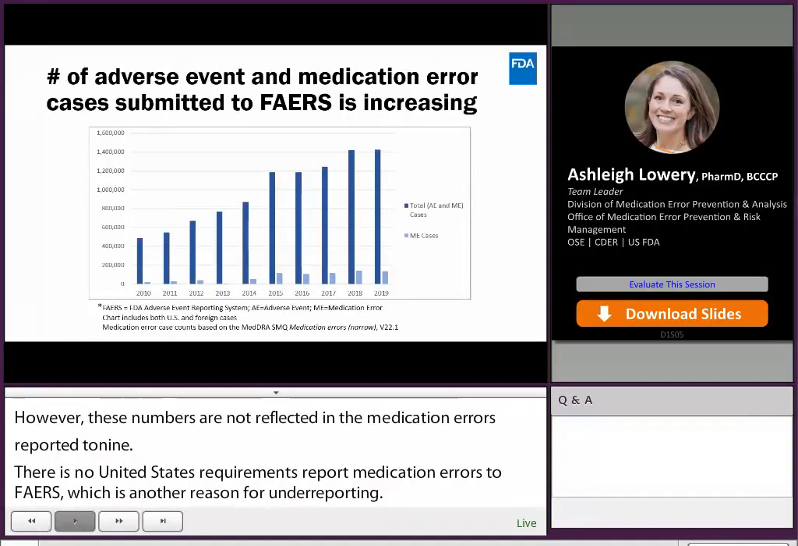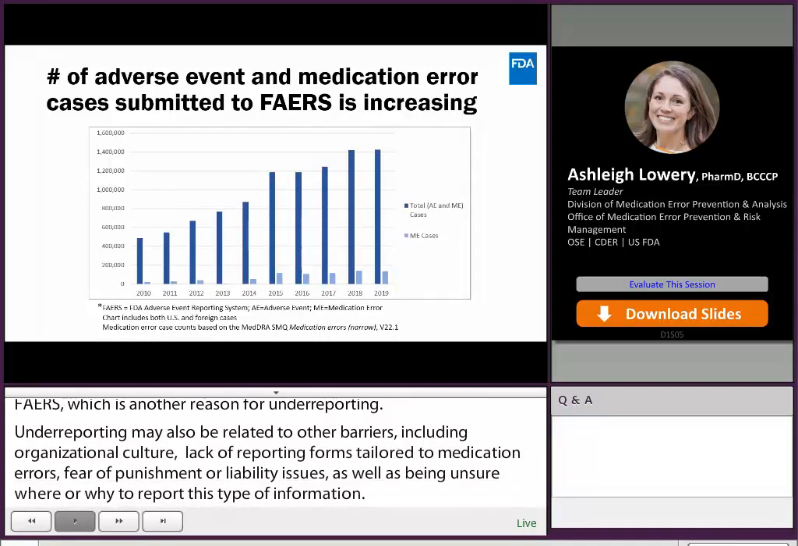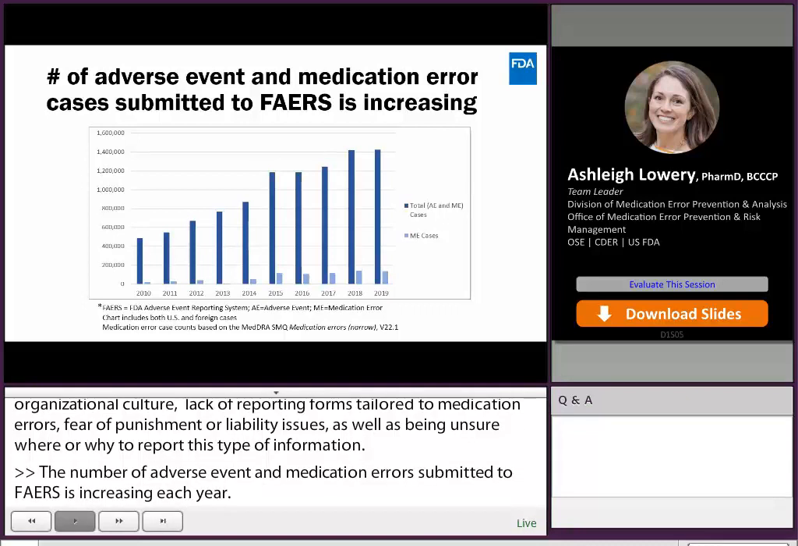The number of adverse event and medication error cases submitted to FAERS is increasing each year, and DMEPA screens all medication error reports that are submitted to FAERS. For 2019, this was around 136,000 reports. So next, we will talk about how these reports are screened and analyzed.